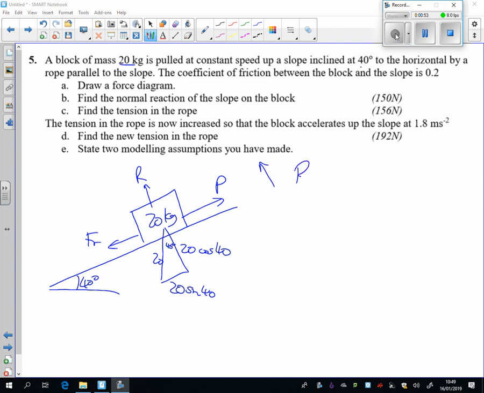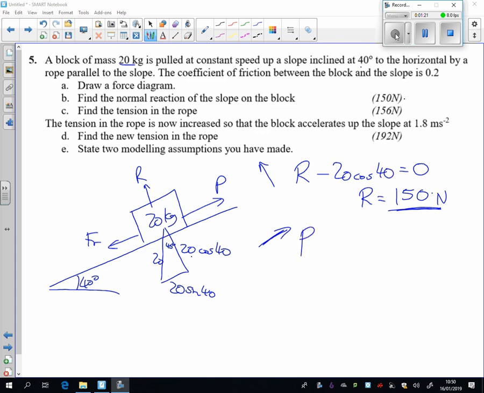That's just R minus the 20 cos 40, and that equals 0. And so R equals 20 cos 40, and 20 cos 40 is 150.145, or 150 newtons, that we've got there. Find the tension in the rope. So the tension in the rope now then, so we're looking to go in this direction.